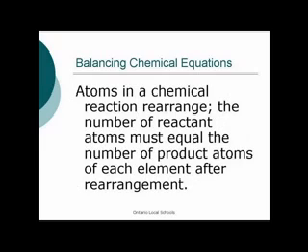So, to further illustrate this, atoms in a chemical reaction rearrange. The number of reactant atoms must equal the number of product atoms of each element after the rearrangement. That is the key to balancing equations. If you start with 5 sodium atoms on the reactant side of the equation, you must account for those 5 on the product side of the equation. You can't have 6 and you can't have 4. You must have the exact number of each element's atoms on the product side that you have on the reactant side.